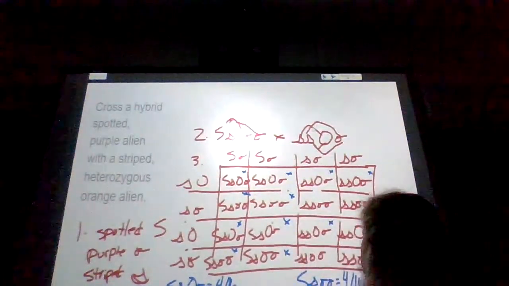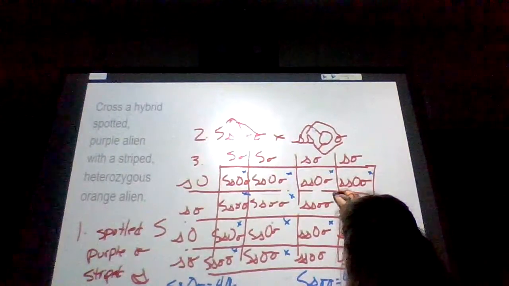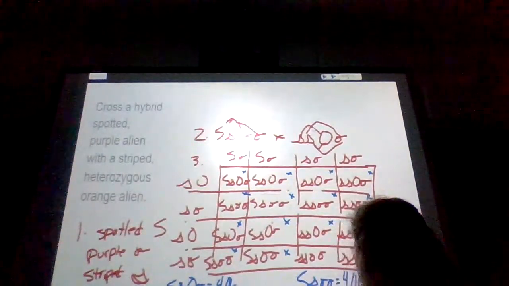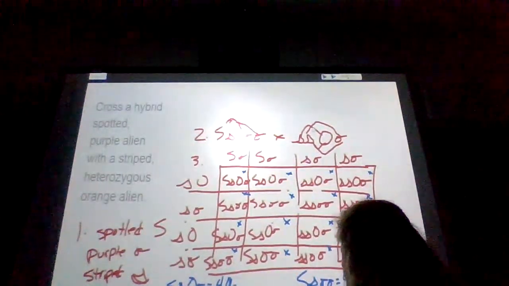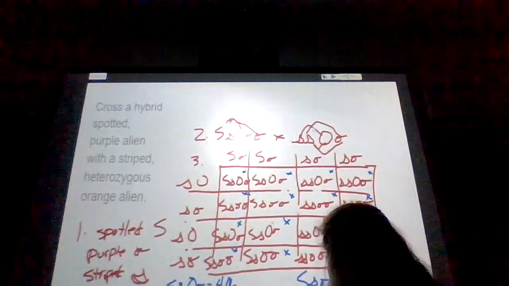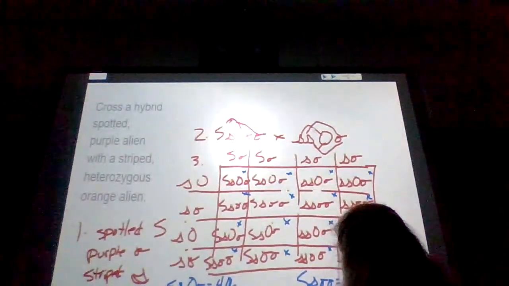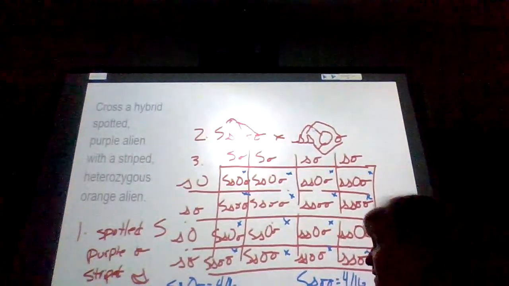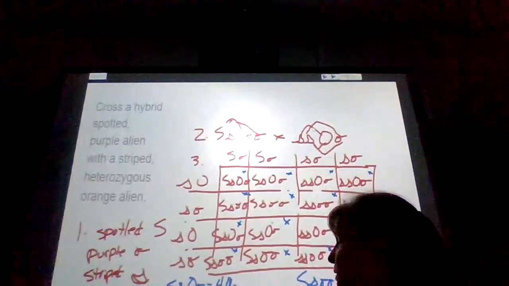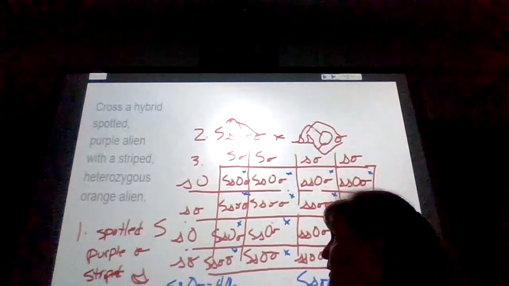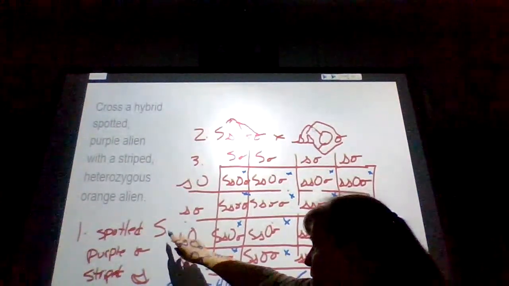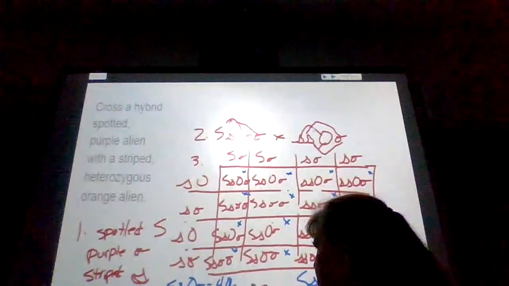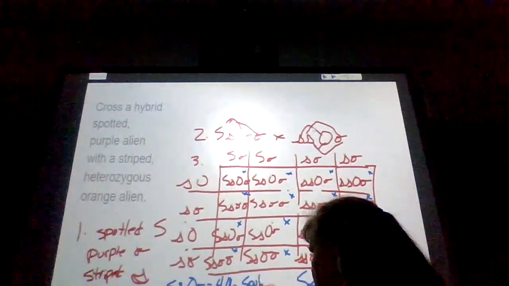And what do I have left? I have little s, little s, little o, little o. I've got 1 here, 2, 3, 4. So let's figure out what these guys look like. Big S, okay, so I got dominant allele here, I've got dominant allele here. My dominant allele was spotted and orange. So these are going to be spotted and orange.